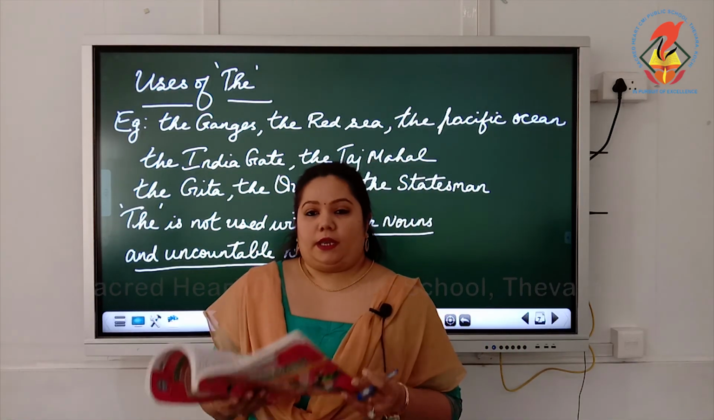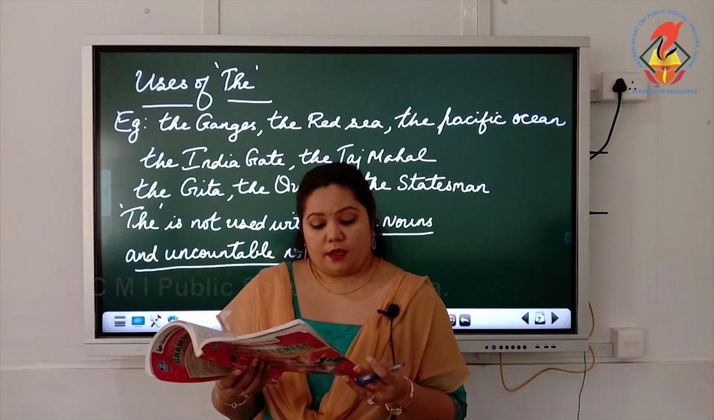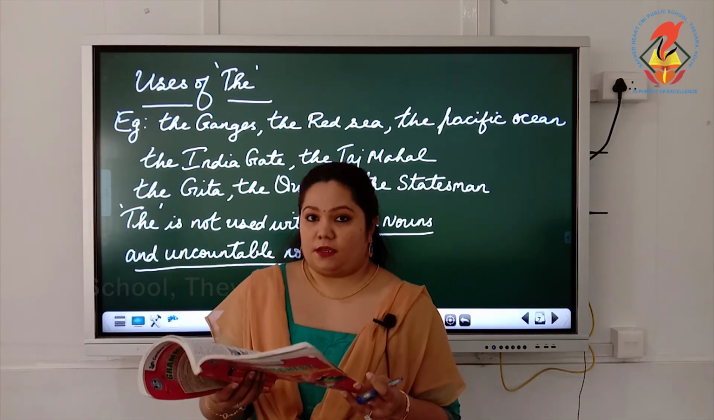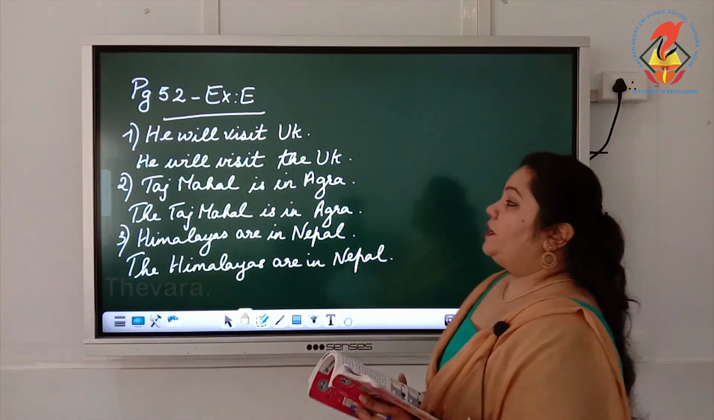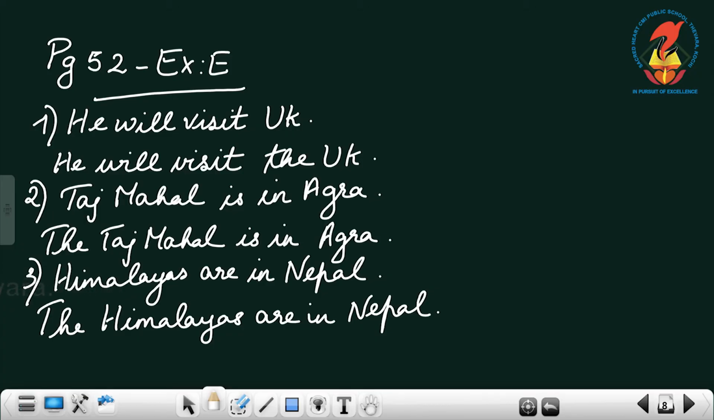Alright. Now, let us see about the exercise over there. Insert article the in the following sentences wherever you think it is needed. Okay, look at the first one. He will visit UK. What do we write there? How do we insert the article? Yes, he will visit the UK. The word kingdom is given there, so the UK.